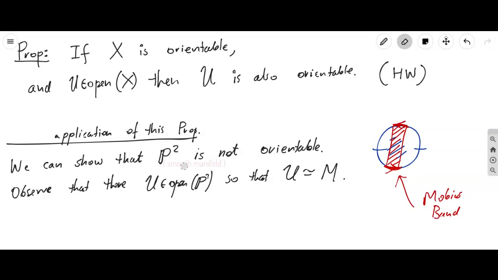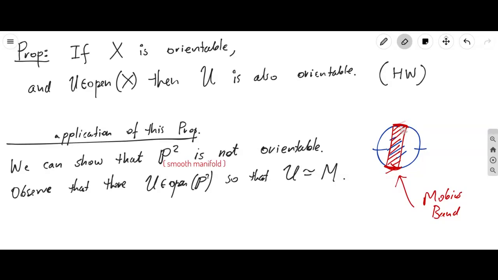And if it had an oriented atlas, then it would mean that every open subset of the projective plane will also have an oriented atlas. But here's an example of an open subset. Of course, you would just make these like dashed lines, and that will give you that open Mobius band that we talked about. And that would be an open subset of the projective plane that would have to be orientable, but it is not because it's homeomorphic to the Mobius band.